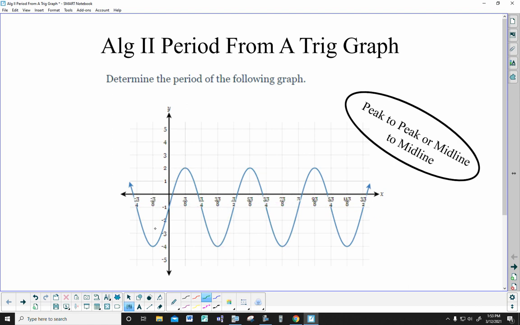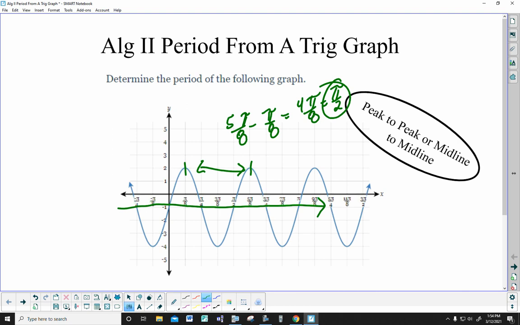So let me get rid of some of this on here. If I go peak to peak, what you're looking for is that distance. You'd have to go 5 pi over 8 minus pi over 8, which is 4 pi over 8, which is pi over 2. That's its period. Another way to get it, like I said, is off the midline. Here's the midline. If it's starting here, I skip one and go to this one. What's that number there? Pi over 2. That's the period. The period is the distance it takes to repeat.